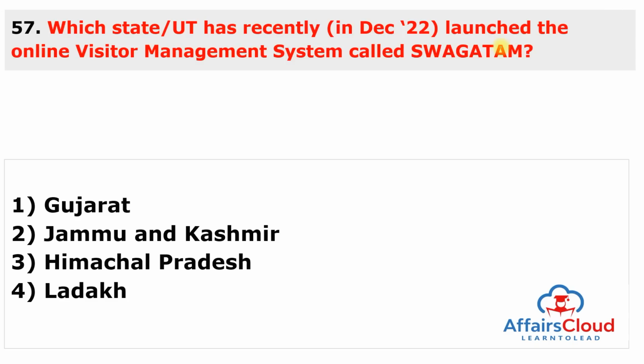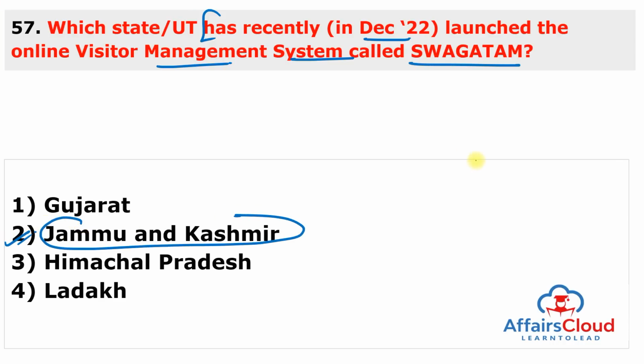Moving to the next question. Which state or union territory has recently launched the online visitor management system called Swagatam? This state and union territory is Jammu and Kashmir. So the answer to this question is 2. Jammu and Kashmir Chief Secretary Arun Kumar Mehta ji launched the online visitor management system called Swagatam at Srinagar Civil Secretariat in the presence of the administrative secretaries to ensure easy and hassle-free entry of visitors to both secretariats in Jammu and Kashmir.